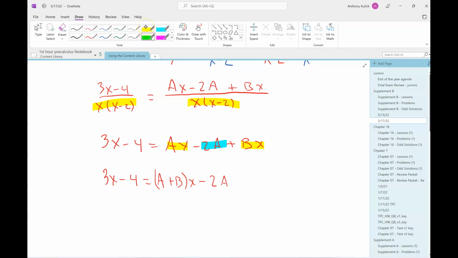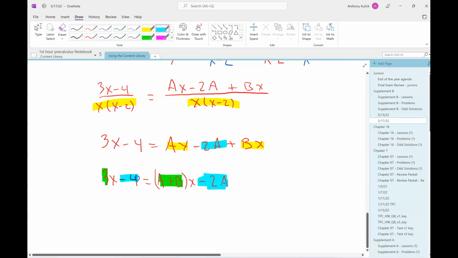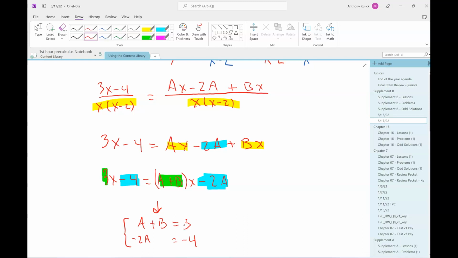Okay, here's the trick. If these two sides are equal, A plus B has to equal 3. And if these two sides are equal, negative 2A has to equal negative 4. Does everybody see that?